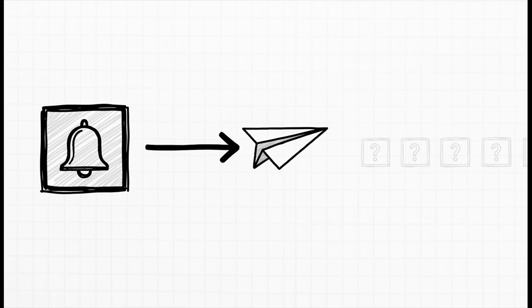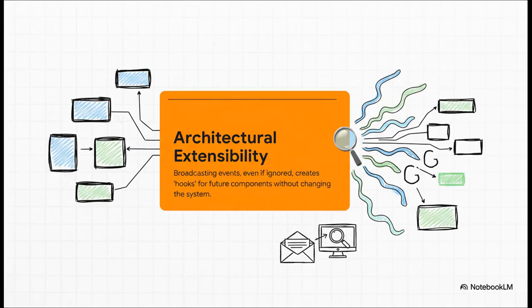No other component is listening for that specific event. It's just shouting into the void. Kind of weird, right? Seems like a waste of energy. Well, it turns out this isn't a bug. It's one of the most brilliant features of this architecture, and it's called architectural extensibility.